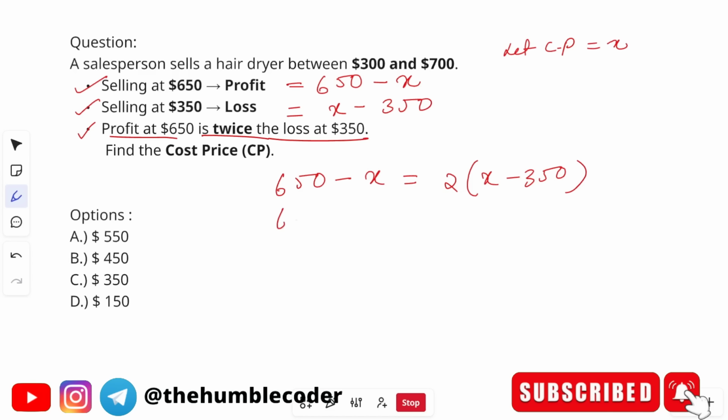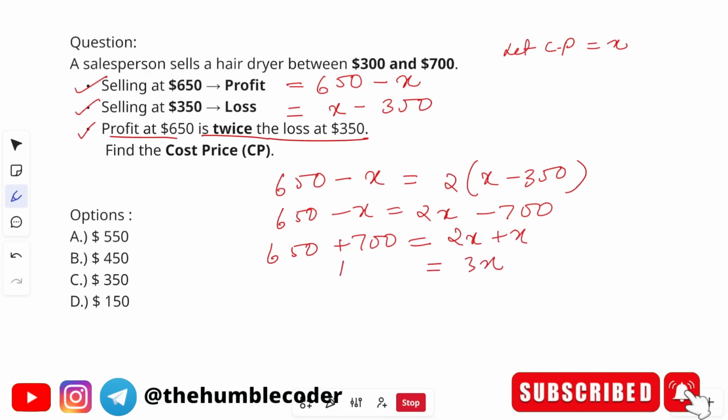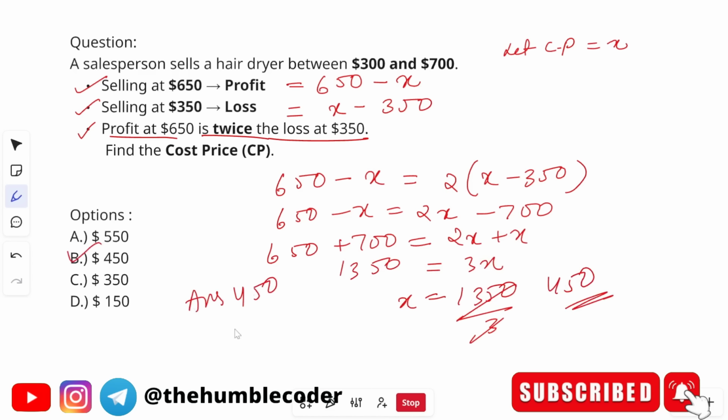Now let's solve this equation. 650 minus X is equal to 2X minus 700. When we solve it, it will be 650 plus 700, right? And then on this side it will be 2X plus X, so 3X is equal to 1350. X is going to be 1350 divided by 3, which is 450, and we have option B as 450.